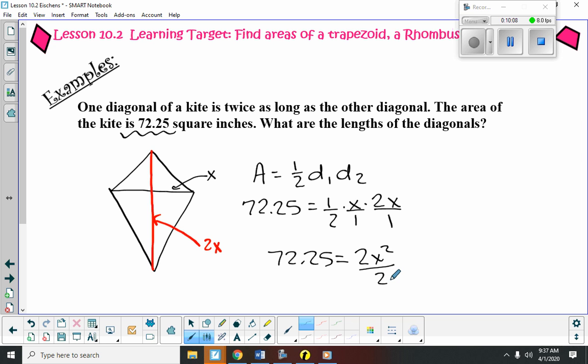Couple ways you could do this. You could get rid of the fraction by multiplying both sides by 2, or you could say, well, this is 2 over 2 right here. So 72.25 equals x squared. And then remember, to solve that, we take the square root of each side. So the square root of 72.25, so x is equal to 8.5. And that would be your answer. And you can plug that in and make sure that works. 8.5, and then this would be 17. And if you multiply that together, divide by 2, it should be 72.25.